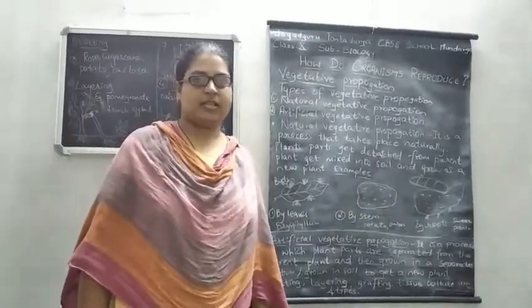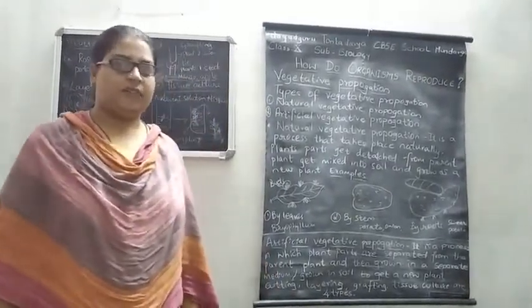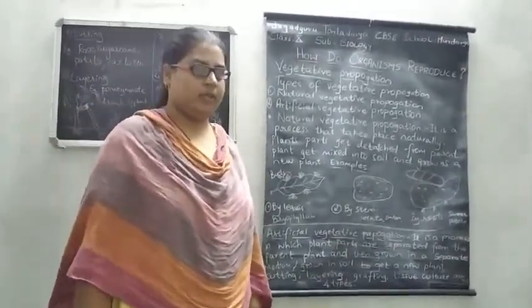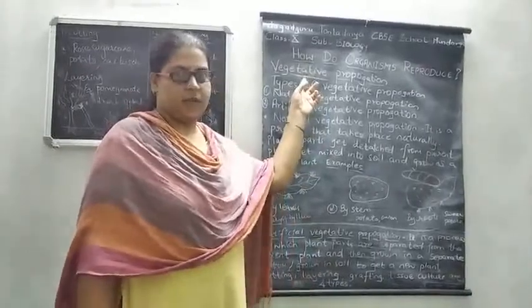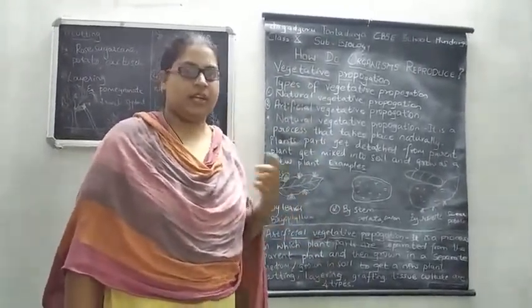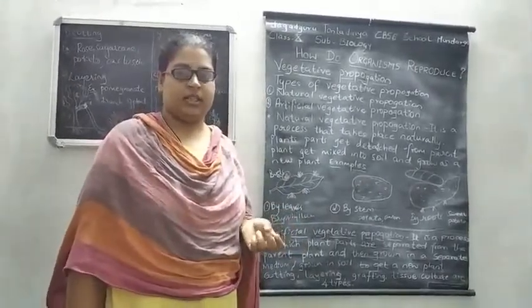Hello students, in the last class I told you about the definition of reproduction and the significance of reproduction. Today you will be learning about the first type of reproduction, that is vegetative propagation. It is a type of reproduction which is seen in plants.